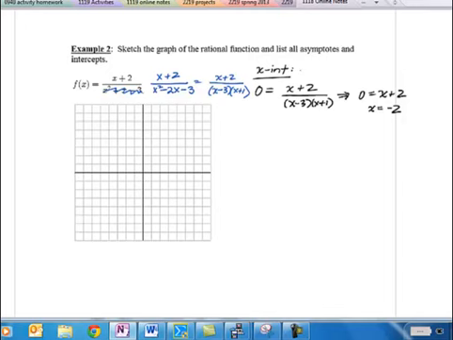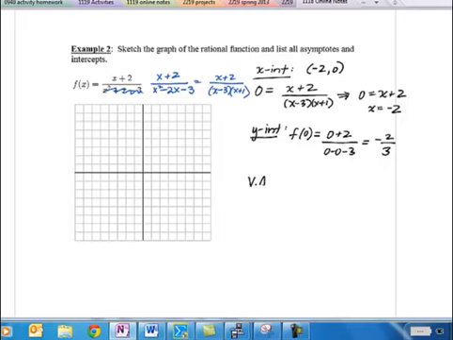So negative 2. The x-intercept we want to list as a point, negative 2, 0, not as x equals negative 2, because that would be a line. The y-intercept would be f of 0. F of 0 is, in this case, 0 plus 2 over, this is probably easier to find in the non-factored form, so over 0 minus 3. Looks like negative 2/3.